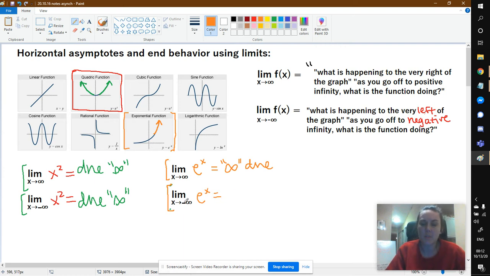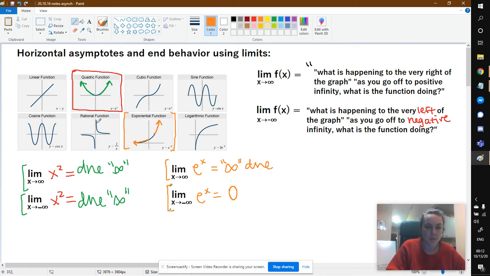What's the limit as x approaches negative infinity of e to the x? This is saying as we go further and further left, as we plug in negative 1,000, negative 1,000,000, negative 1,000,000,000, what are we getting closer to? It's not going off to negative infinity. It doesn't get infinitely negative. It's getting closer to 0. So this limit actually does exist and equals 0.